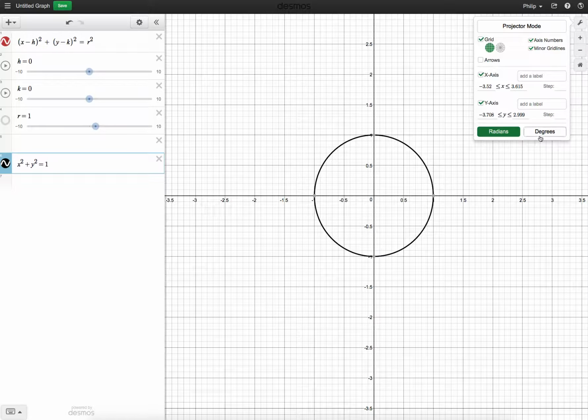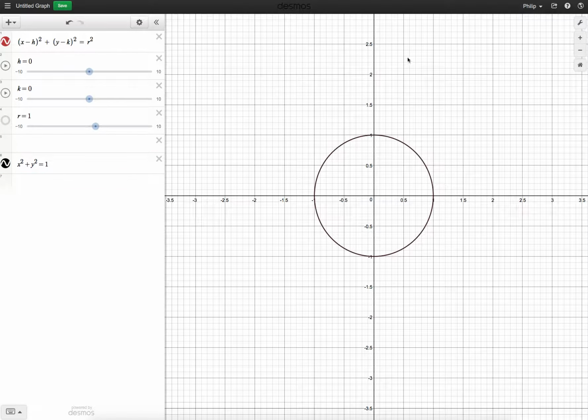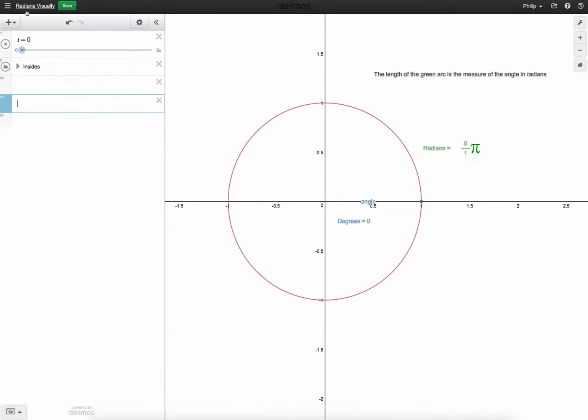Are you working in radians or are you working in degrees? And so we're going to think about how do I go between the two of them here. Okay, so let's go over to this new Desmos graph that I call radians visually. All right, so you can find that on our Plato page. So this one's called radians visually.